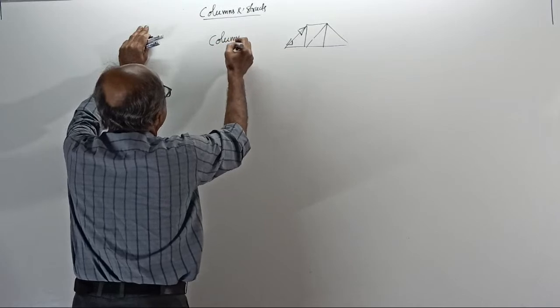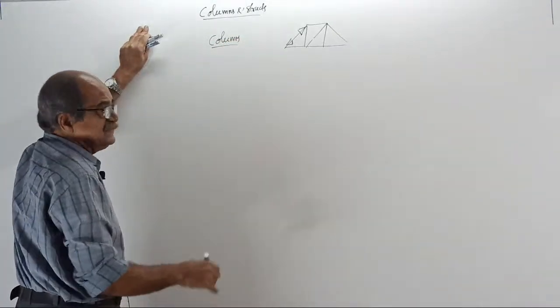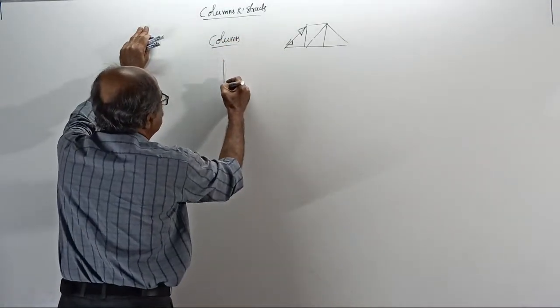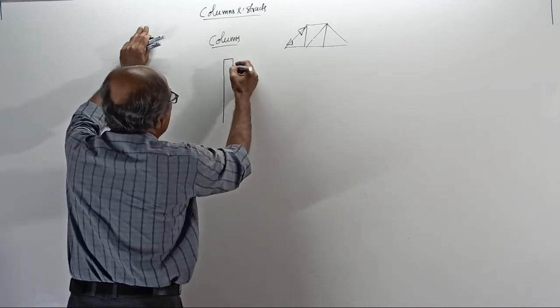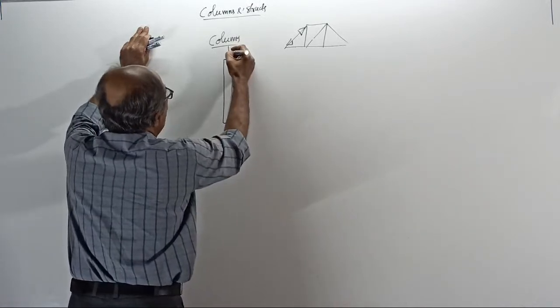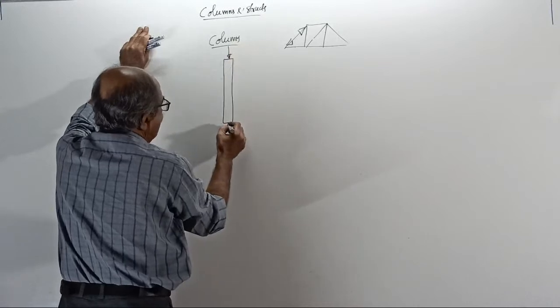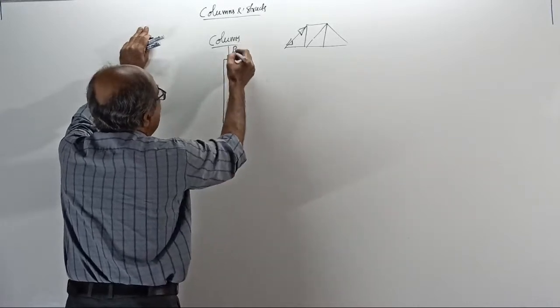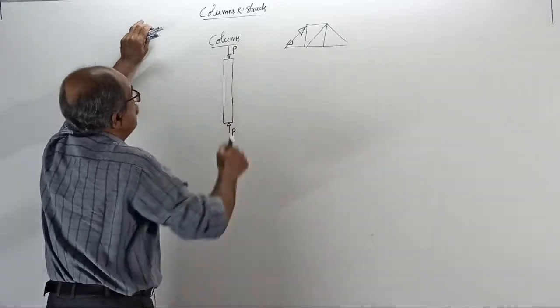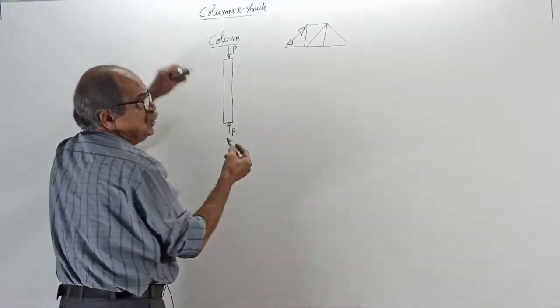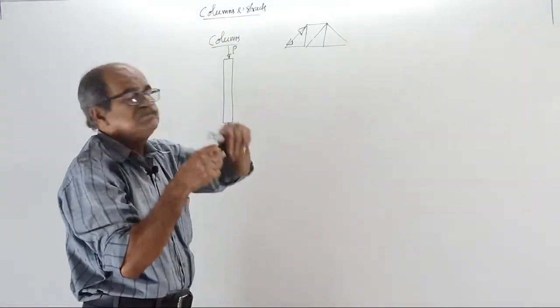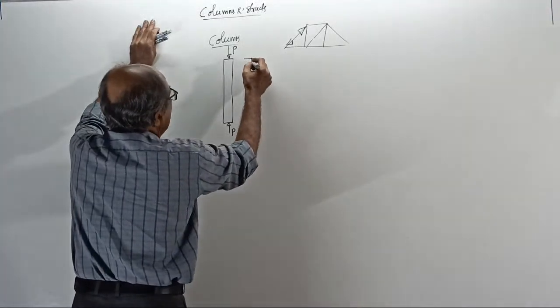Columns, see. For our class, it is a vertical member. You should write all these things: vertical member subjected to axial compression. Remember, axial compression, say P and P. If that is down, this should be up. Together, the member will be in compression. Take the length of the member as L.